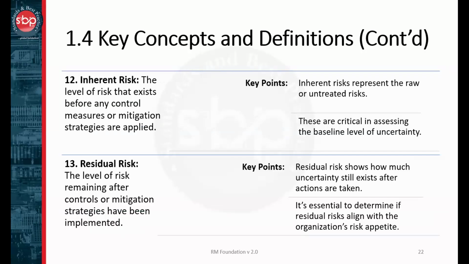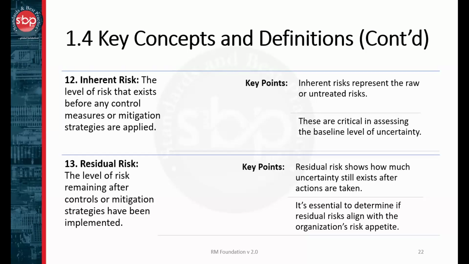And then we have inherent risk and residual risk. Now, inherent risks are the risks that exist before any control. So this is the first risk you identify. They are very raw. You've not analyzed them, or you've not put any measures in place to control them. That is your inherent risk. Before you put any measures or any safeguards in place, that is what inherent risk is about.